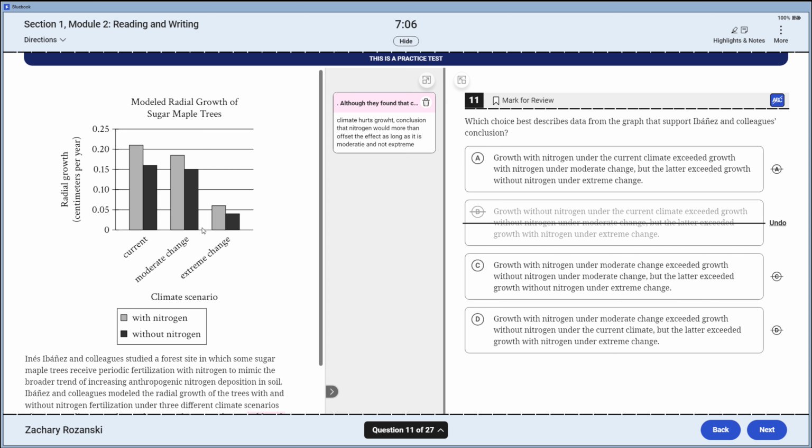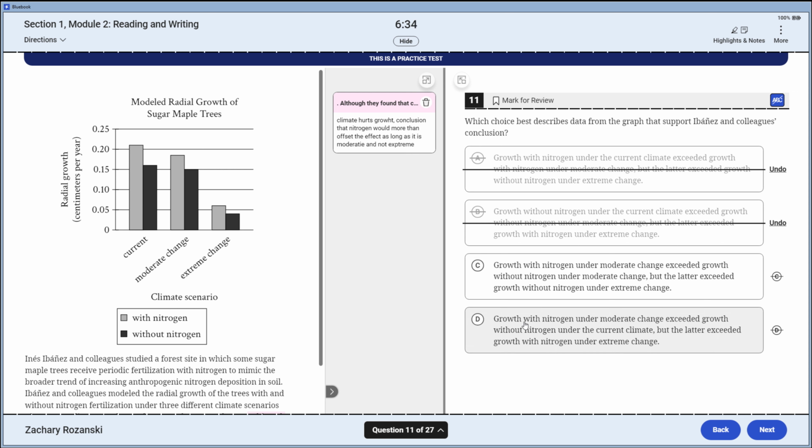Growth with nitrogen under moderate change exceeded growth without nitrogen under moderate change, but the latter exceeded growth without nitrogen under extreme change. I like this one more than I like this one. Let's come back to A. Growth with nitrogen under the current climate exceeded growth with nitrogen. I don't like this intra-category comparison.